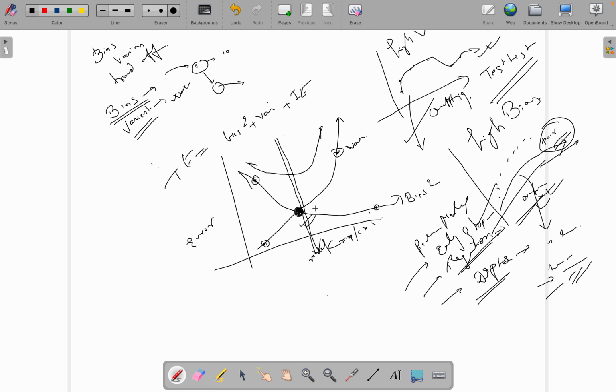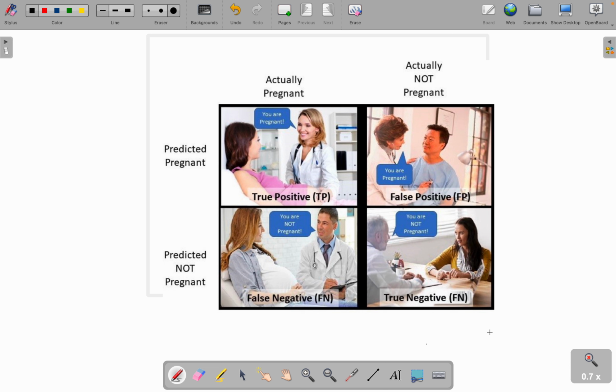Okay, so now let's talk about the confusion matrix. This is a way of evaluating your classification model. How accurate is your classification model, what your actual values are, and what your model is saying. So this is the way of evaluation, confusion matrix. As the name says, it is a confusion matrix, so it is actually a confusing thing.